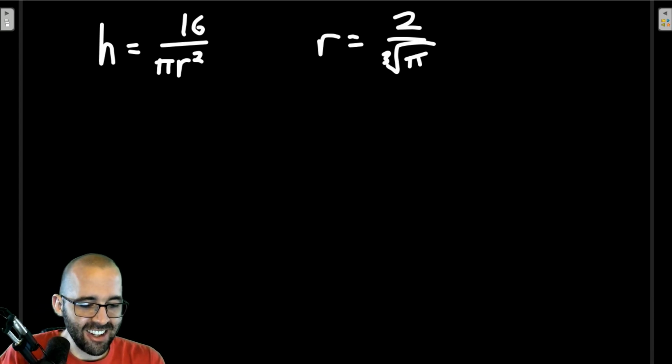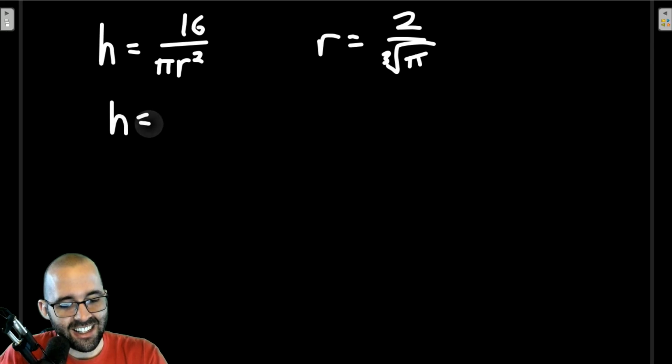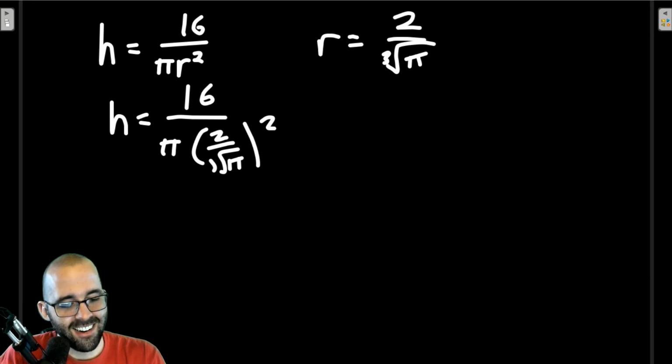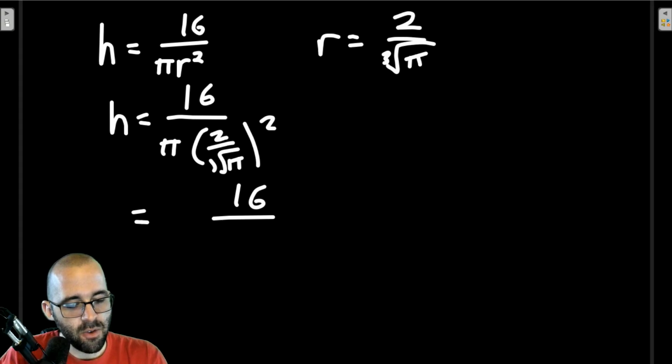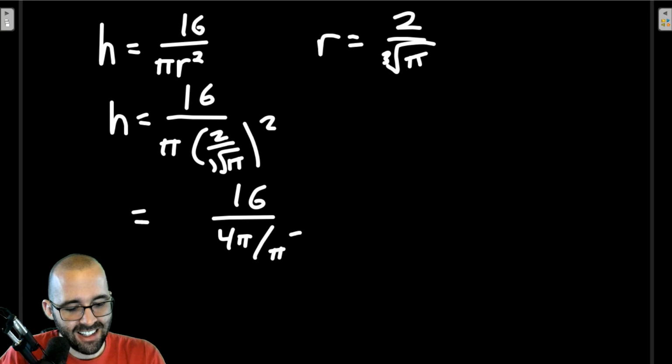So if you plug all this in, you'll get something else. You're going to get that h is equal to 16 divided by pi times r squared, which is 2 over the cubed root of pi. Simplify this out, right? It's 16 over 4 pi divided by pi raised to the 2/3. This video is doomed. This is supposed to be your bonus example.